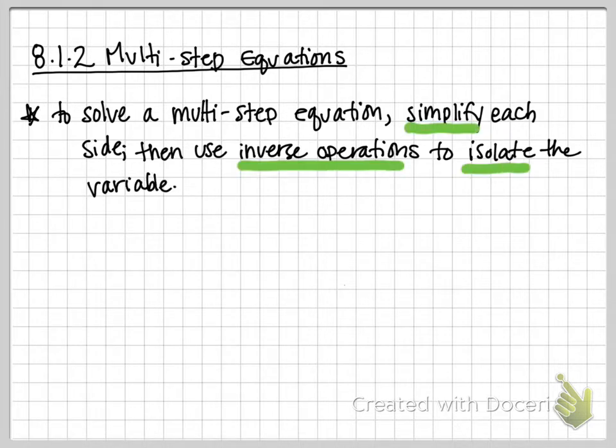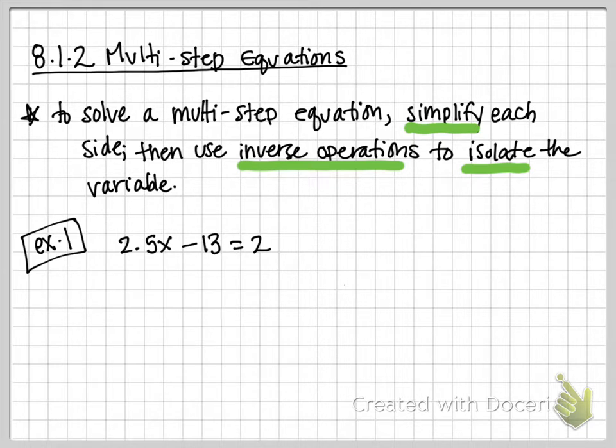Okay, here we go. To solve a multi-step equation, you're doing the same thing that we were doing yesterday. You just have to do more than one thing to get the variable by itself. So to solve a multi-step equation, simplify each side, then use inverse operations to isolate the variable.